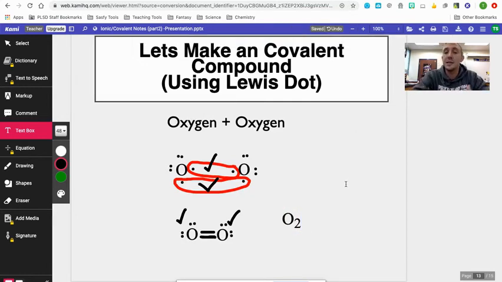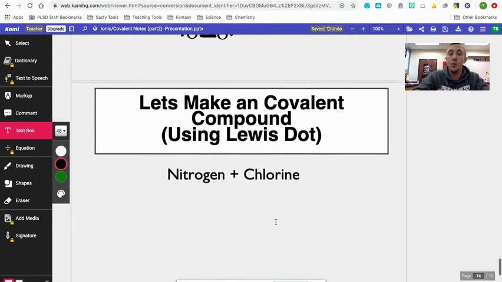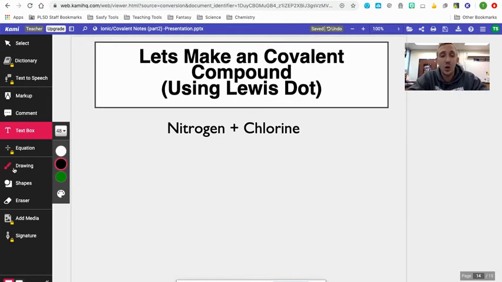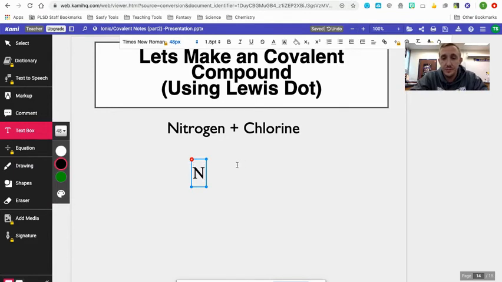Okay, and so this is the oxygen that is essential to life. Okay, so let's go ahead and do one more. So we have nitrogen and chlorine. Okay, so I'm going to go ahead and draw nitrogen, and I'm going to draw chlorine.